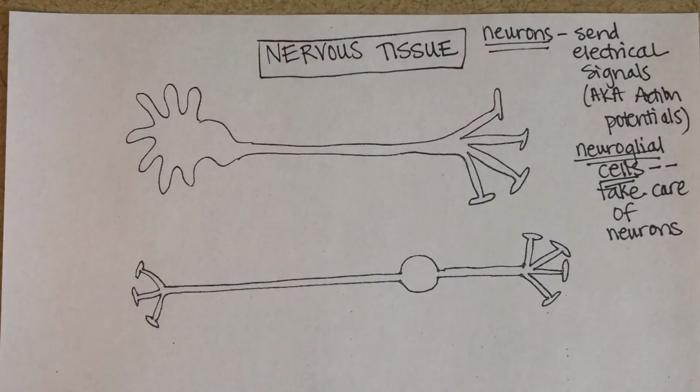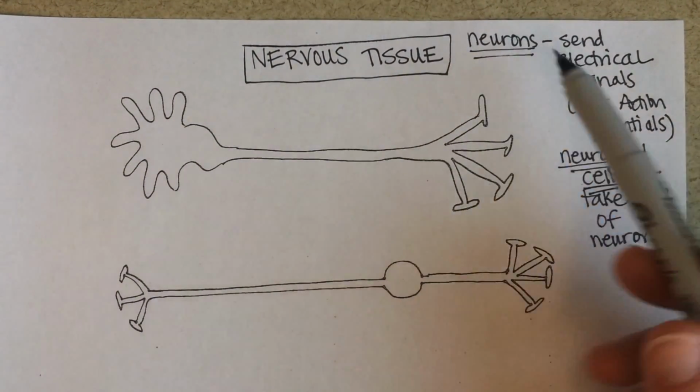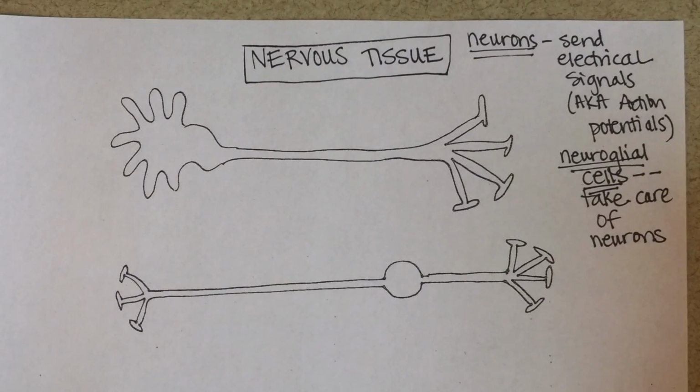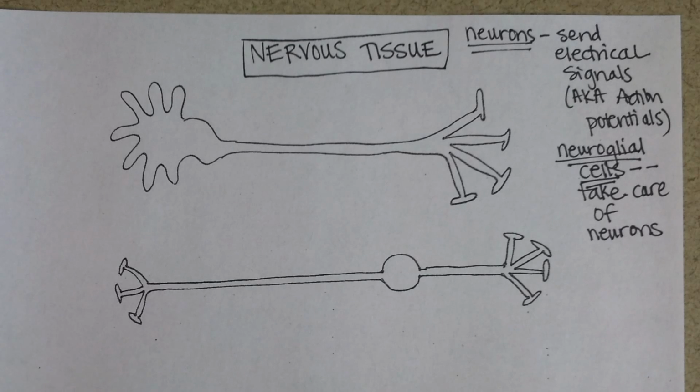So we're going to talk about nervous tissue. I'm going to focus on neurons. Neurons send electrical signals. In anatomy and physiology, we call these action potentials. Then there are neuroglial cells. They essentially take care of the neurons. But the big picture of what I want you to see here is that you have electrical signals going out from your brain to your organs, and you have electrical signals going from your organs to your brain.